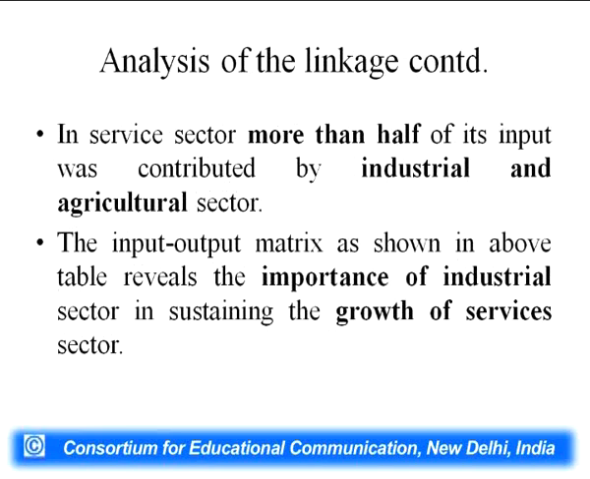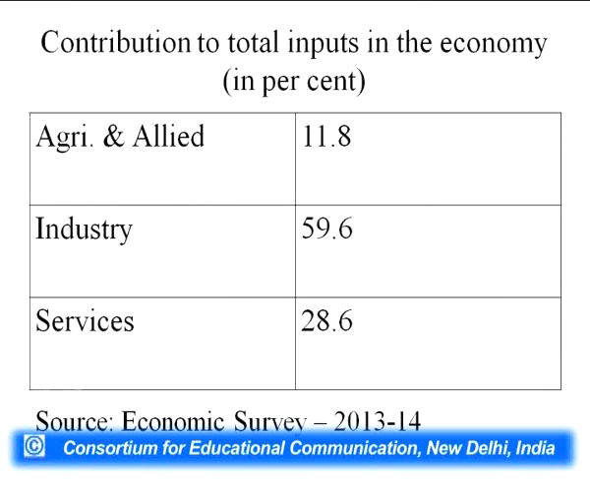The input-output matrix shown in the above table reveals the importance of the industrial sector in sustaining the growth of the services sector, because more than 50% of the input for the services sector comes from the industrial sector. So far as the aggregate economy is concerned, the agriculture and allied activities contribute about 11.8% of the total inputs required by the whole economy. The contribution of industry is about 59.6% and services contribute about 28.6%.